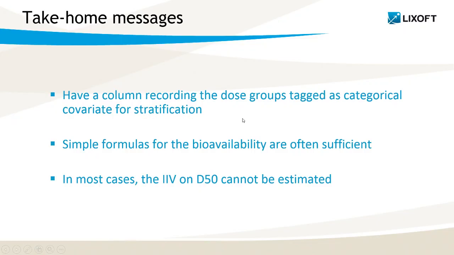To finish, the take-home messages are the following. It's good to have a column recording the dose groups tagged as a categorical covariate for stratification. Most of the time, simple formulas for the bioavailability are sufficient. And quite often too, the inter-individual variability on the D50 parameter cannot be estimated, so the easiest is to just remove it.